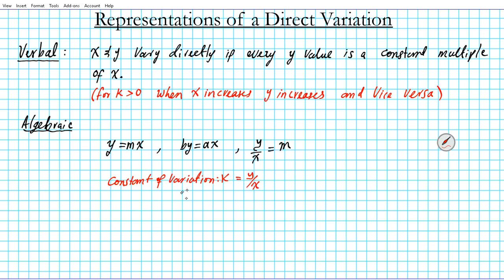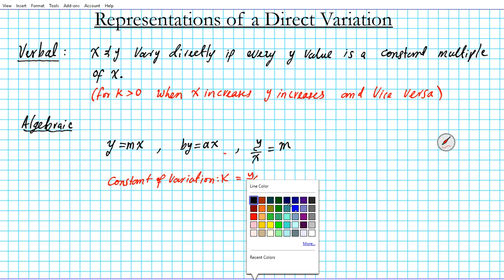Depending on the representation you have, one thing you want to note is that all these can be written in the form y equals kx. So if you can write any equation in the format y equals kx or y equals mx, then it's a direct variation. Another way you can write y equals mx to reveal the constant of variation is y equals kx. So that's that for the algebraic format.